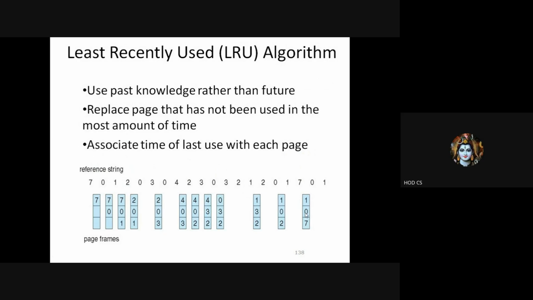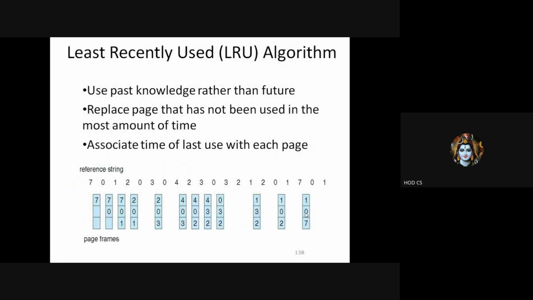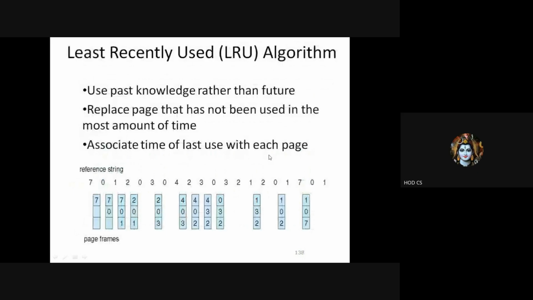Now you can compare FIFO with the optimal algorithm and the least recently used algorithm. Which has the lesser page faults? The optimal has the lesser page faults. Okay. So here optimal works on the future and least recently used works on the past.